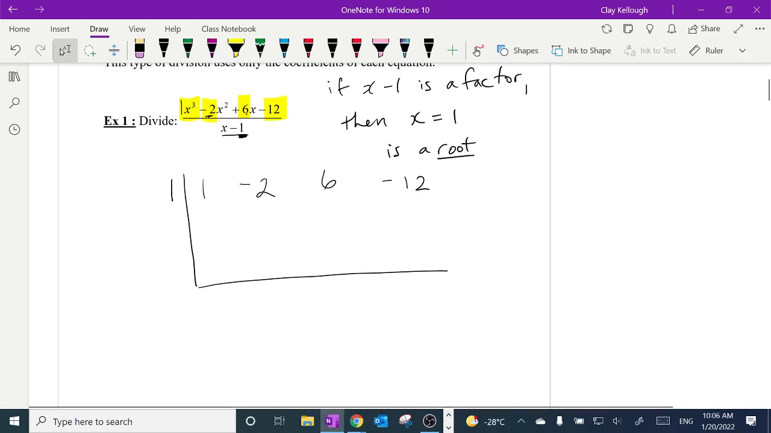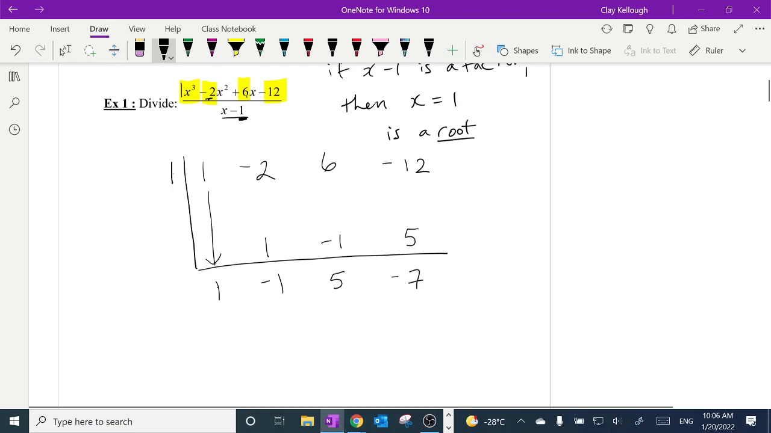Then, the first number always just gets brought down. After that, how much is 1 times 1? Well, 1 times 1 is 1. Now add those two numbers together, I get negative 1. What's 1 times negative 1? Negative 1. Add those numbers together, 6 plus negative 1 is 5. 1 times 5 is 5. Negative 12 plus 5 is negative 7.